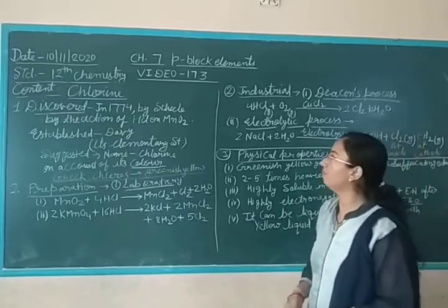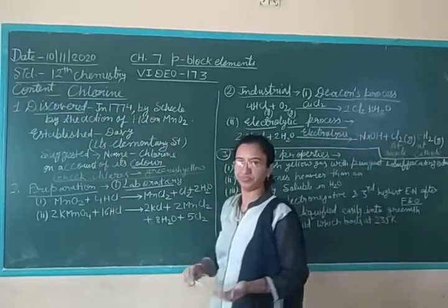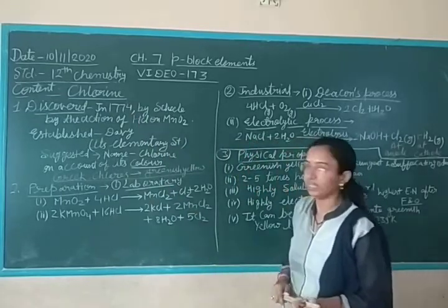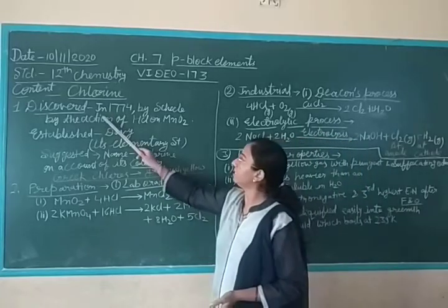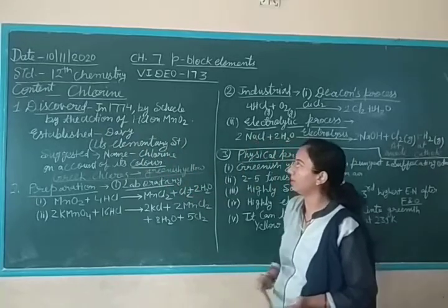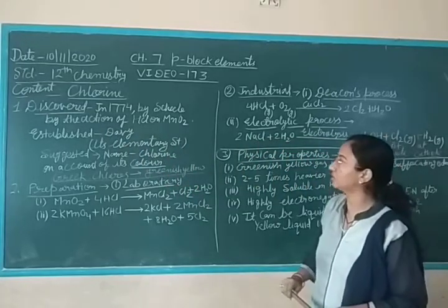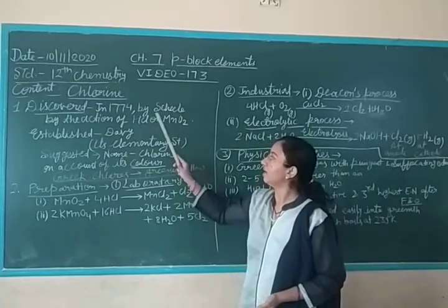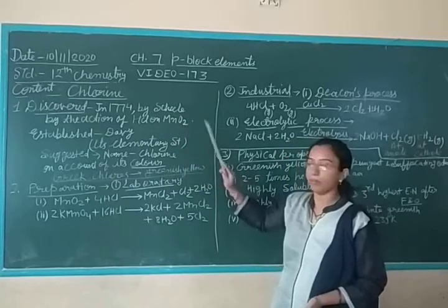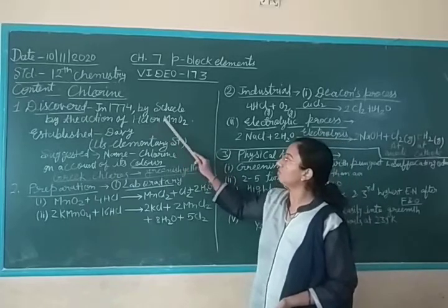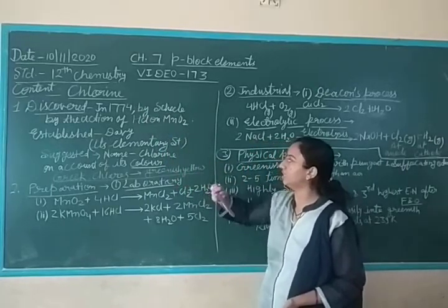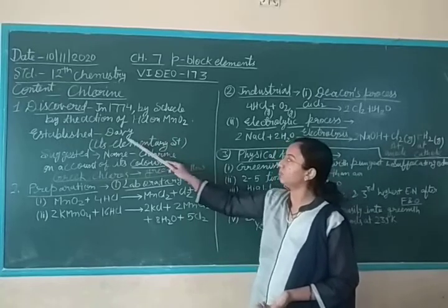The first halogen compound we discuss here is chlorine. Clear? It was discovered in 1774 by Scheele by the action of HCl on MnO2, manganese dioxide. By the action of HCl on MnO2, chlorine is formed. It was discovered by Scheele in 1774 but established by Davy.